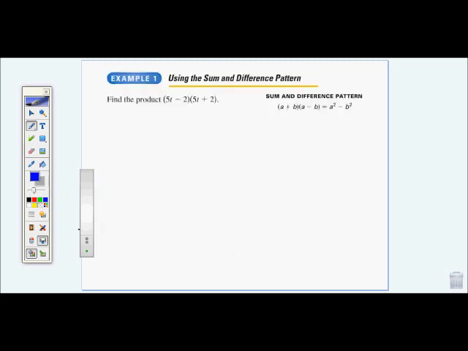So, find the product of 5t minus 2 and 5t plus 2. If you notice, that's the same as the pattern. We have a plus b, a minus b. So my answer is going to be a squared minus b squared. I'm going to go ahead and do the shortcut first, and then I'll prove it to you with FOIL, and then we'll just start using the patterns for the other examples.